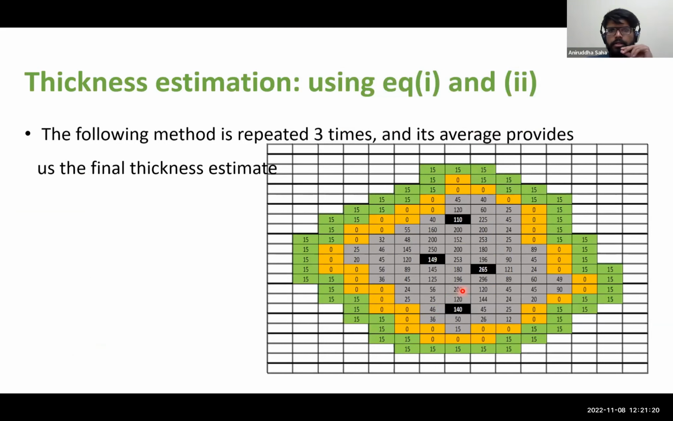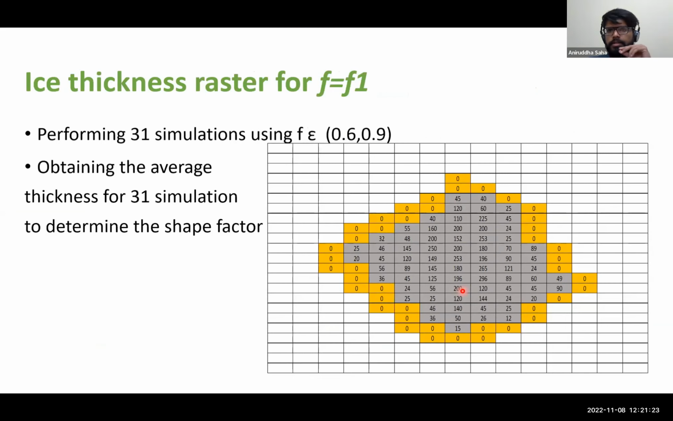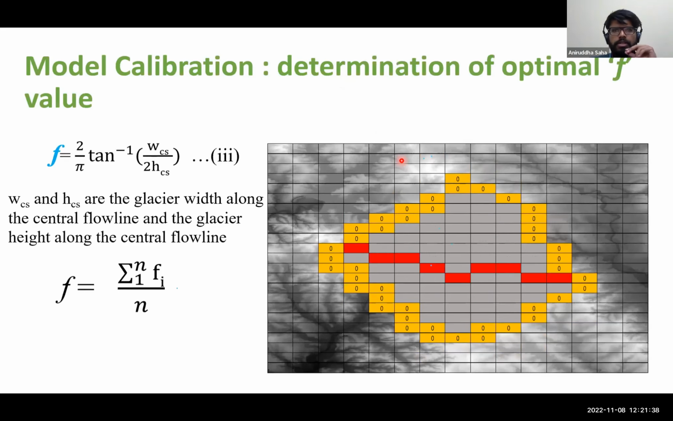So what happens is that, as discussed, we use values from 0.6, 0.61, 0.62, and similarly 31 values of shape factor up to 0.9 to get the average thickness. When the average thickness is estimated, this is how the calibration works.